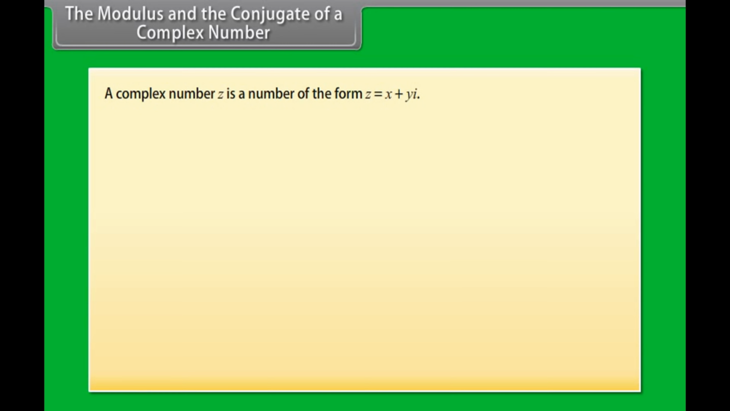The modulus and the conjugate of a complex number. A complex number z is a number of the form z is equal to x plus y iota. Its conjugate z bar is a number of the form, that is, z bar is equal to x minus y iota.